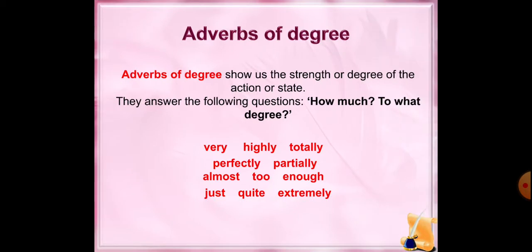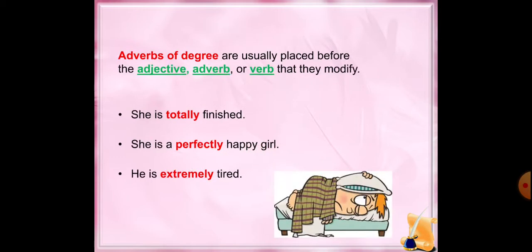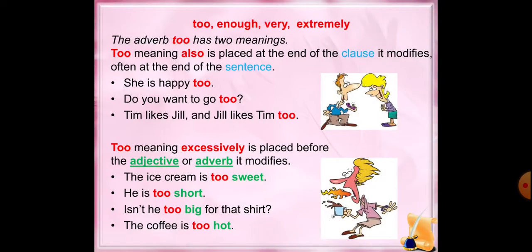Adverbs of degree. Adverbs of degree show us the strength or degree of the action or state. They answer the following question: how much, to what degree? They are very, perfectly, almost, too, enough, quite, extremely, and so on. Adverbs of degree are usually placed before the adjective, the adverb, or verb that they modify. For example, "She is totally finished," "She is a perfectly happy girl," "He is extremely tired." Too, enough, very, extremely. The adverb "too" has 2 meanings.